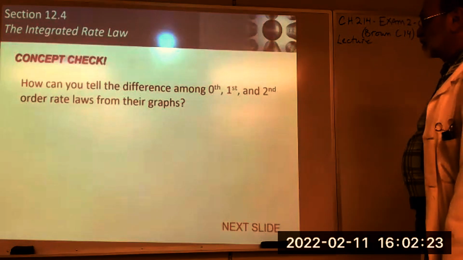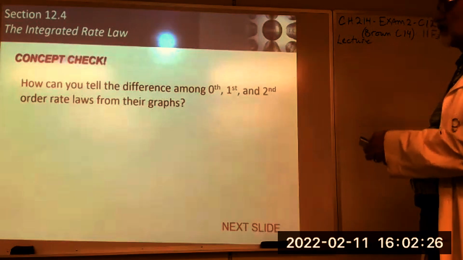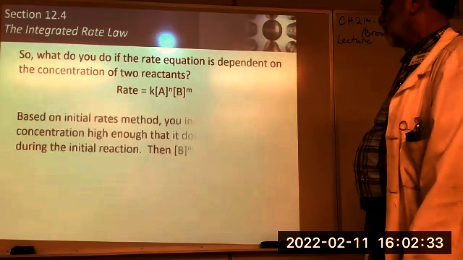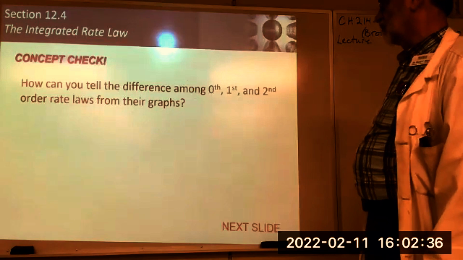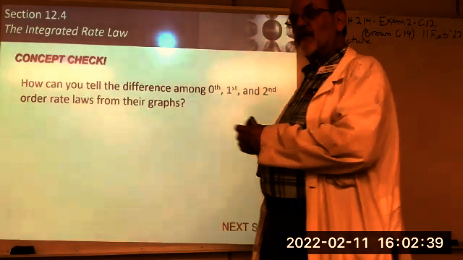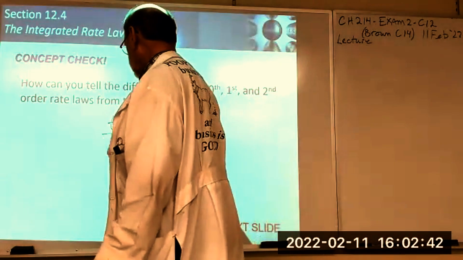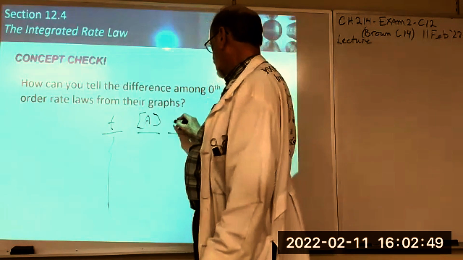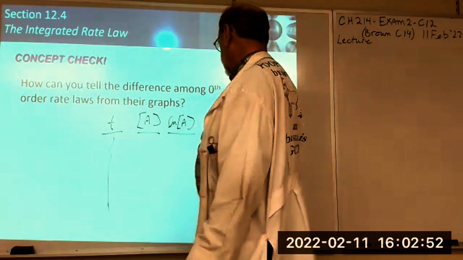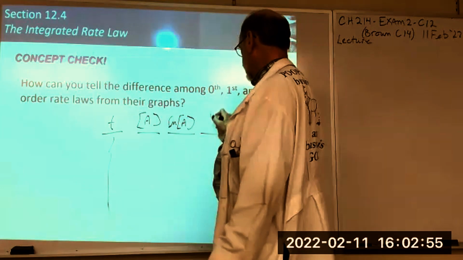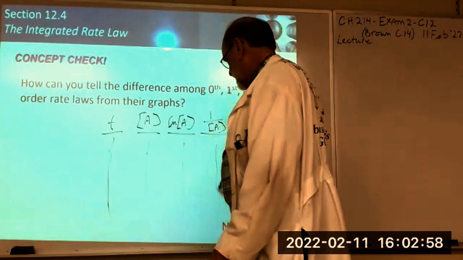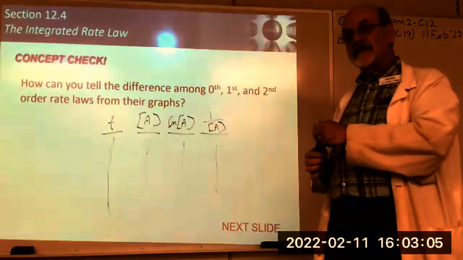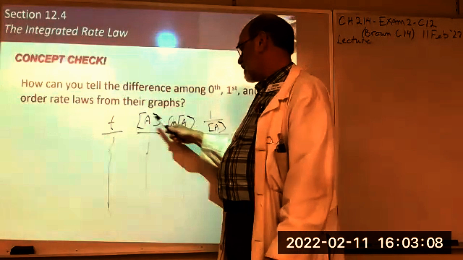How can you tell the difference among first and second order rate laws from their graphs? But this is just reinforcement. The answer is just plot each one of them. You've got time here, and then the raw data here, the log transform data here, and the reciprocal transform data here. So you plot each of these data sets, these two, these two, these two. Which one's straight? The one that's straight tells you whether it's zero, first, or second order.